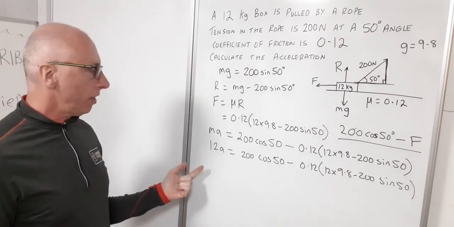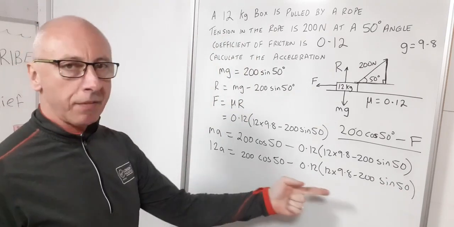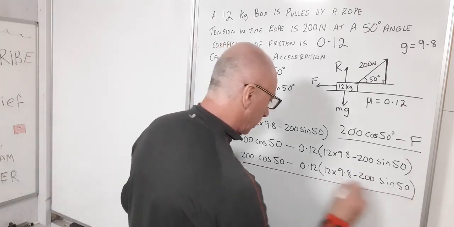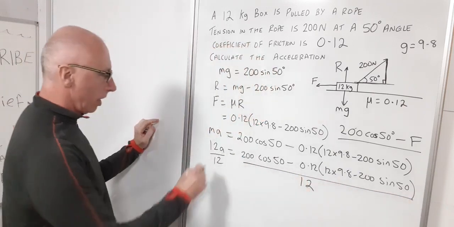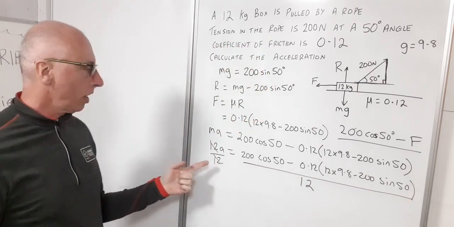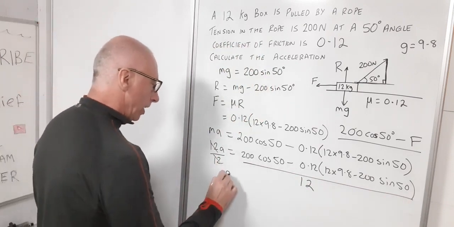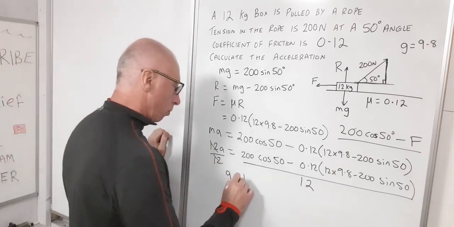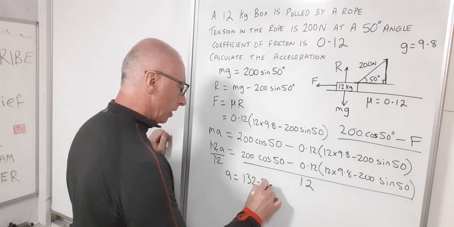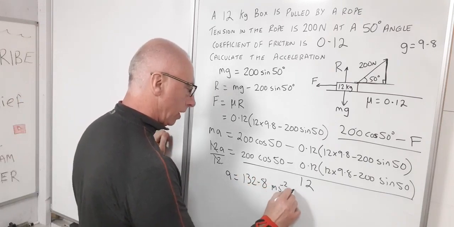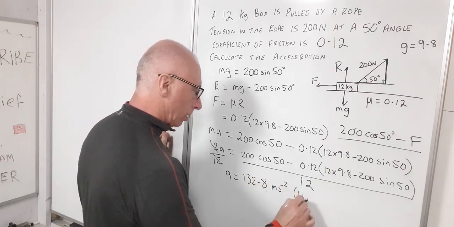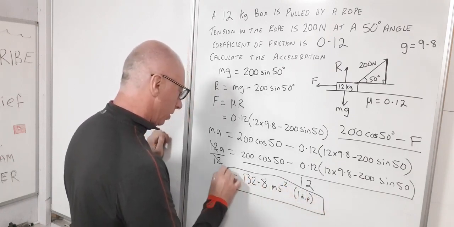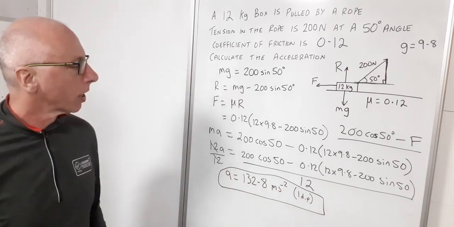So now to get the acceleration, we can divide everything by 12. So if I divide this by 12 and divide all of this by 12, this will cancel out, giving us acceleration on its own. So if I put that into a calculator, I'll get that acceleration is approximately 132.8 meters per second squared to 1 decimal place. That will be our answer for this question.